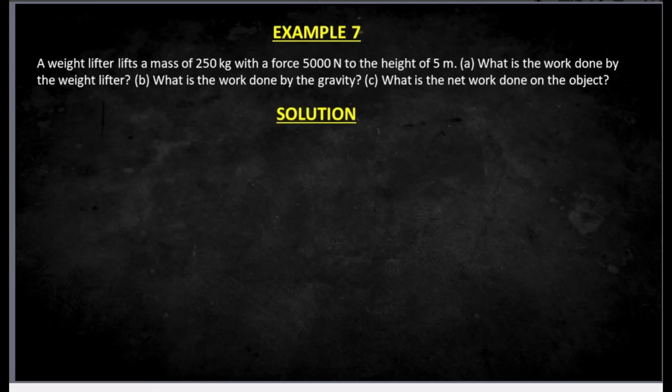So now let's see example 7. A weightlifter, somebody that can lift, a weightlifter lifts a mass. The mass is 250 kg with a force. The force is 5,000 Newton to a height. That height is 5 meters. We can take our g to be 10 meters per second squared.